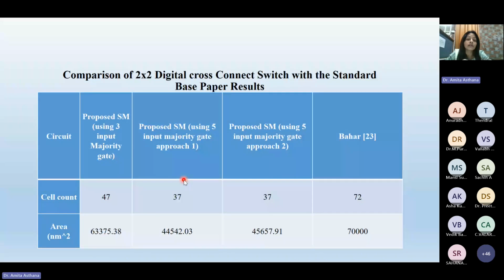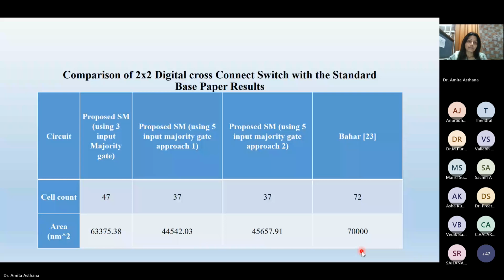Also, along with decreased power dissipation too. So here area and cell count can be reduced, and this is about the paper which has been compared. But here, if I talk of these three circuits, we can see the 5-input majority gates are occupying very much less area in comparison to the 3-input majority gate. So all three structures are the 2x2 switch element, but of course they are employing fewer quantum cells.